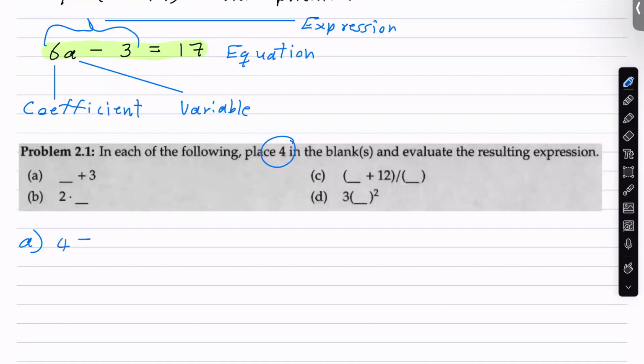Starting off with part A here, I see blank plus 3, and I'm expected to plug in or place or substitute 4 in the blank and evaluate the expression. So that gives me 4 plus 3, which is simple arithmetic from there. 4 plus 3 is equal to 7. Moving on to part B, I see here 2, and that dot is a multiplication. Since we were talking about it earlier, it's called a dot operator, which is the same as multiplication. So 2 times 4, which is equal to 8.